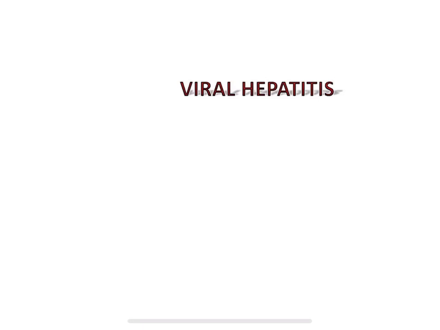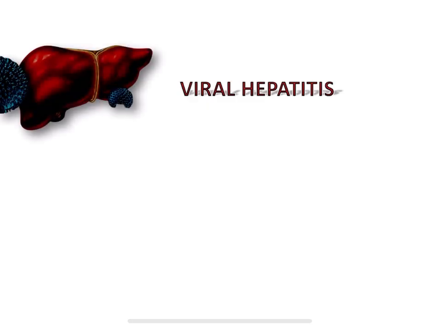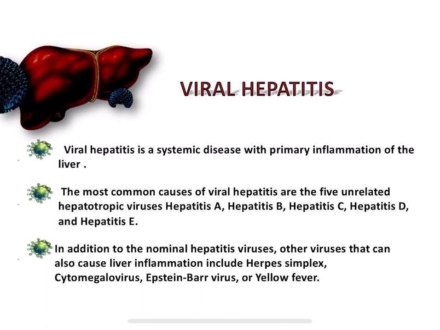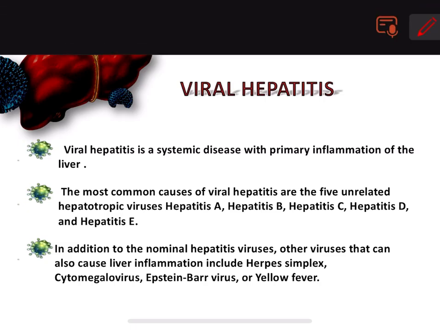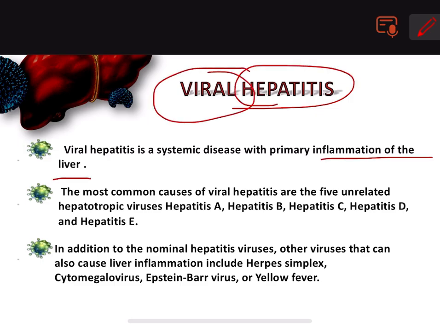Hello everyone. In today's session, we are going to continue with our topic viral hepatitis. It is a continuation to the chapter Epidemiology of Communicable Diseases. Viral hepatitis is a systemic disease with primary inflammation of liver. So with the term hepatitis, we know that it means the inflammation of liver. It is a viral infection. It is caused by the viruses.